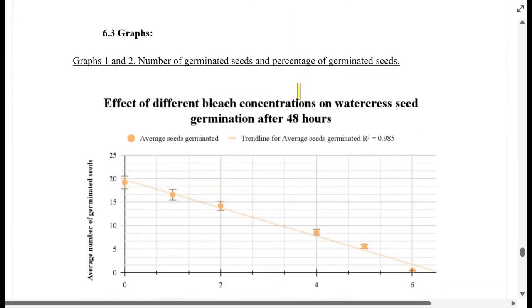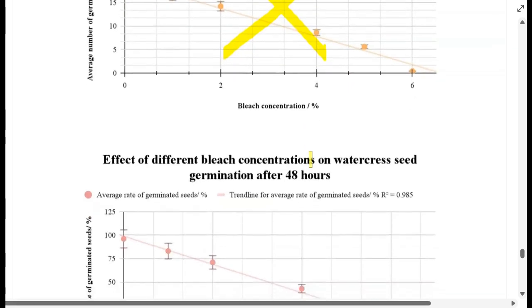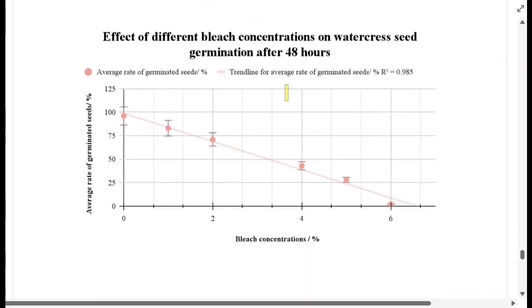Right, looking at the graphs, get rid of graph 1. Sorry, just not needed. 0.985. Oh, exactly the same. But now we know that this is a percentage. So it means a lot more.